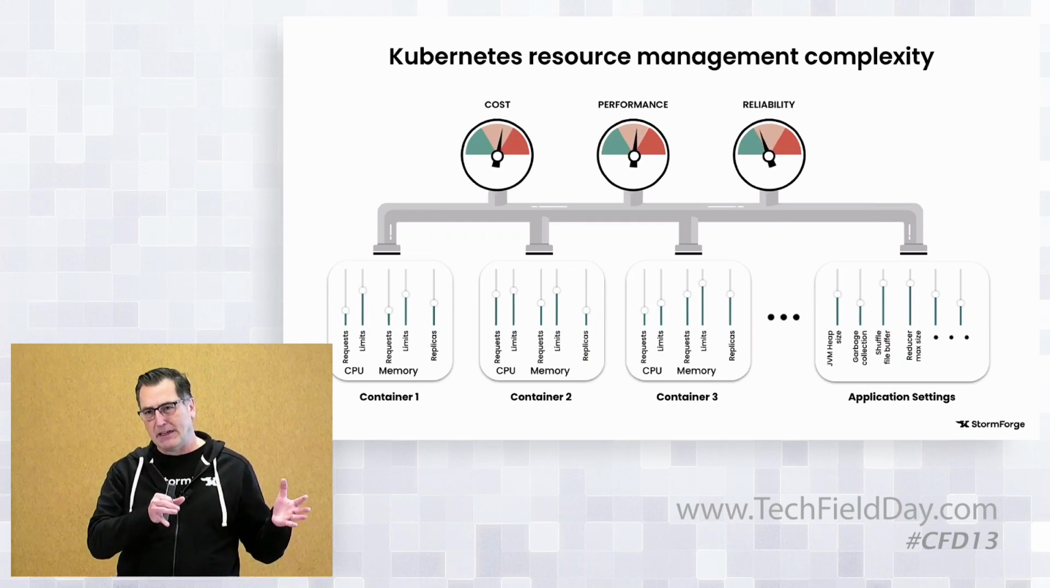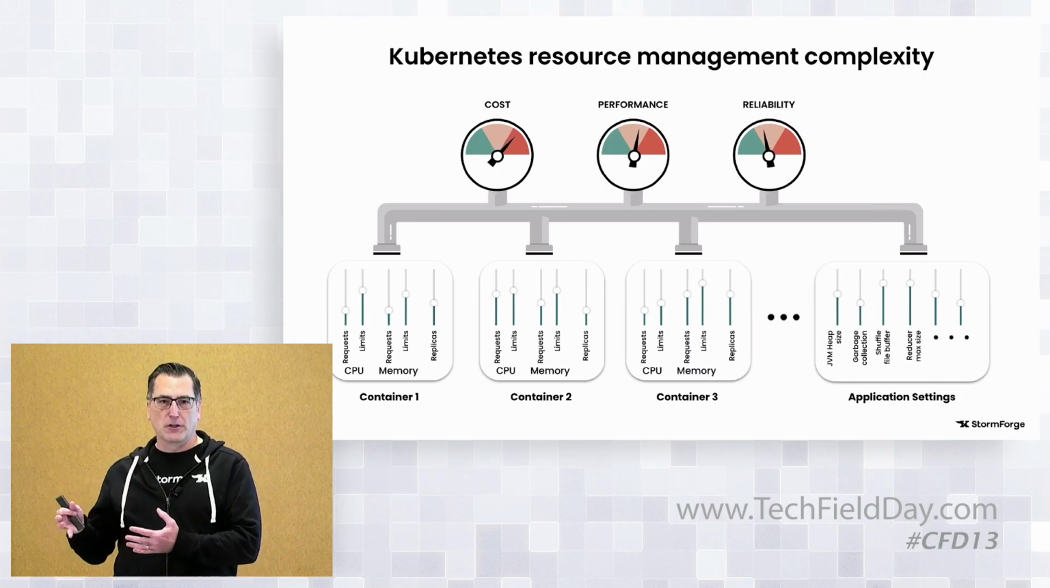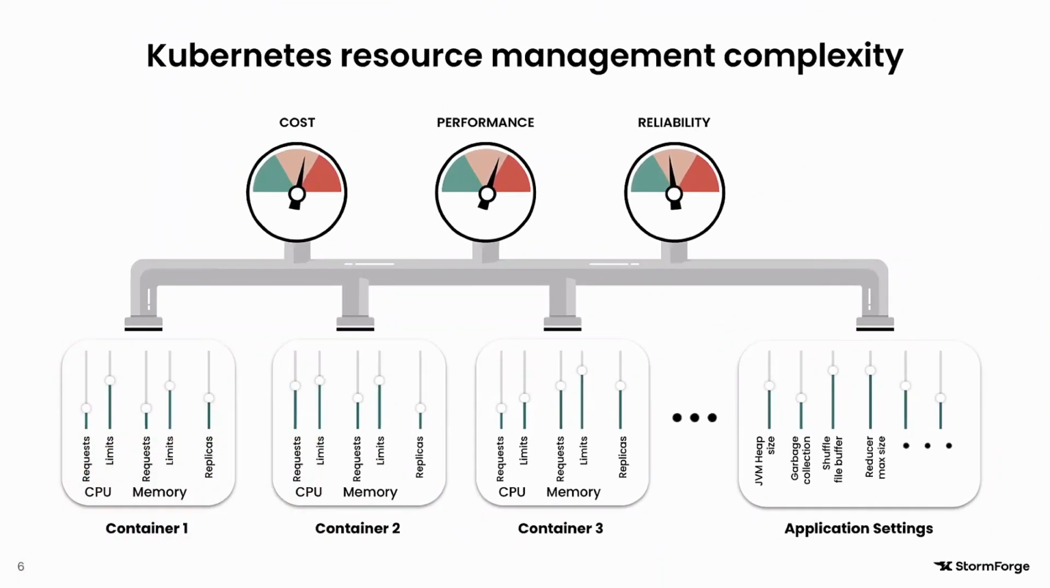In 2019, our development team was porting their code from Docker Swarm over to run on Kubernetes. And they realized at that point that Kubernetes really is complex, especially when it comes to resource management. And you can see why that would be, because when you deploy an application on Kubernetes, there are a lot of different resource settings you have to configure. CPU requests and limits, memory requests and limits, replicas, and then there's application-specific settings as well, things like JVM heap size, garbage collection, all those types of things.